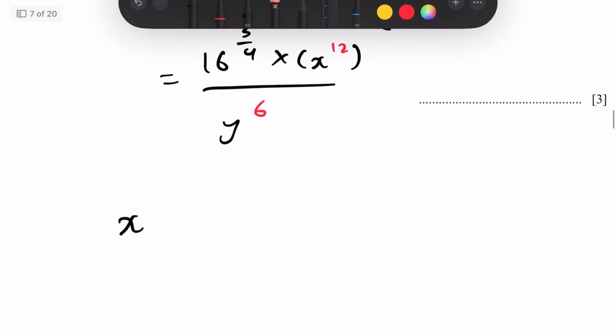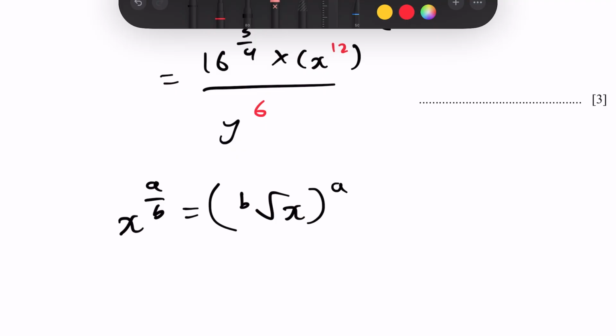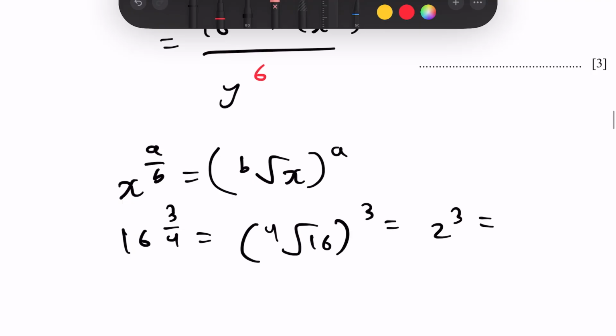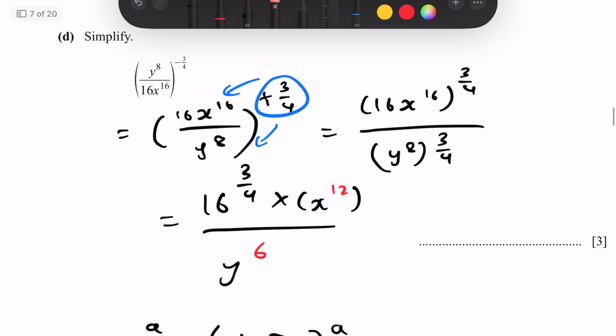Anything to the power of a over b is equal to the b root of x to the power of a. So in this case, 16 to the power of 3 over 4 is equal to the 4th root of 16 to the power of 3, which is equal to 2 to the power of 3, which is equal to 8. So in this case, we can replace 16 to the power of 3 over 4 with 8. And our final answer would be equal to 8 times x to the power of 12 divided by y to the power of 6.